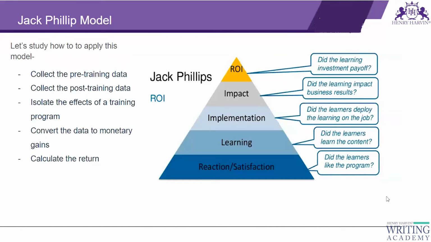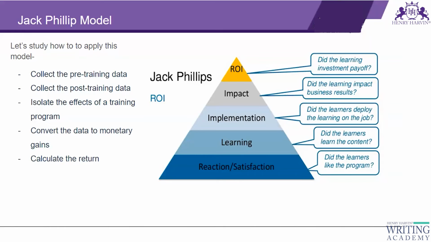Going to the next one, it says Jack Phillips model. Now let's understand how this is applied. First one says collect the pre-training data. As I already mentioned, what I did was collect the pre-training data. Then collect the post-training data again. Now isolate the effects of the training program. Then convert the data to monetary gains and calculate the returns. So this is how I would be able to measure the impact which has been created due to this particular training.